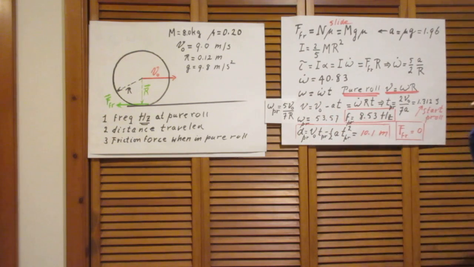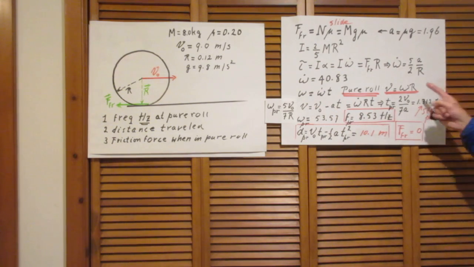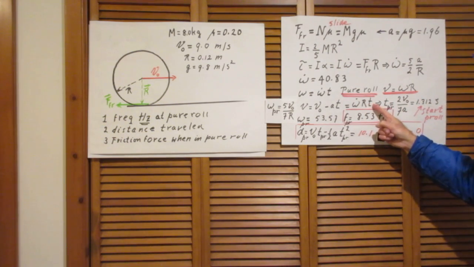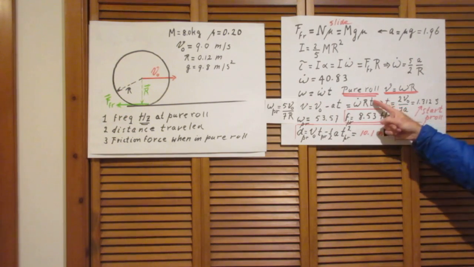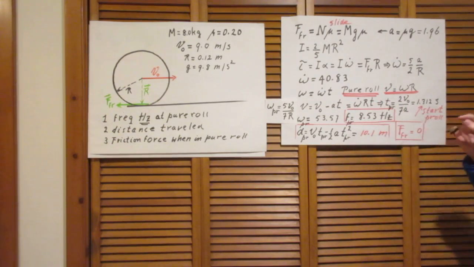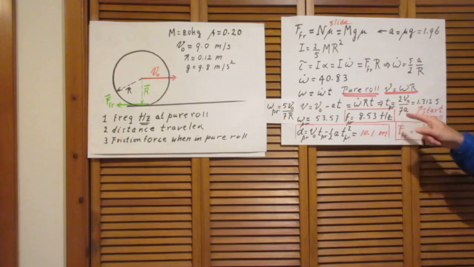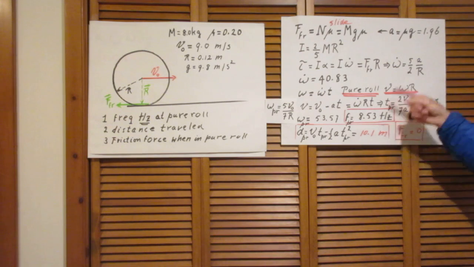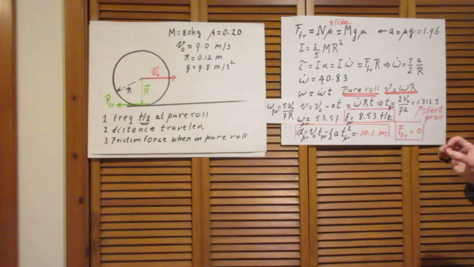A is constant. And so this v must now be omega times r, and omega is omega dot times t. So this v is now omega dot rt. And so now I can calculate what this t is at the moment that v equals omega r. And I call that t PR. PR stands for pure roll. And it follows immediately from this, if you combine that with what I found earlier, that the time that the pure roll starts is at 2v0 divided by 7a, which is 1.312 seconds.